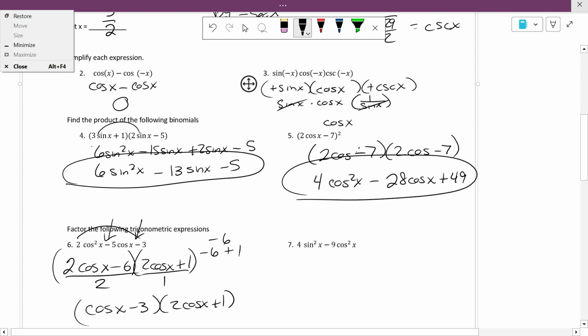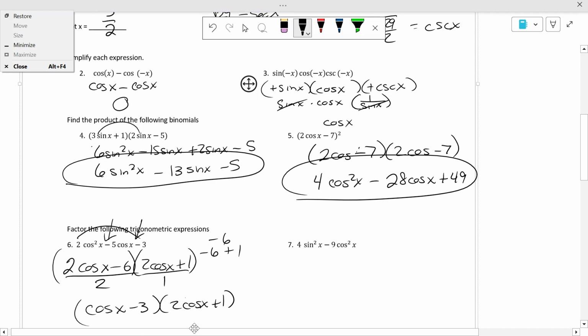So if we FOIL this, we should get this. Cosine of x times 2 cosine of x is 2 cosine squared of x. Outers is cosine of x. Inners is negative 6 cosine of x. So negative 6 plus 1 is negative 5 minus 3. Here, difference of squares factoring. 4 sine squared of x minus 9 cosine squared of x is 2 sine of x, inners and outers are plus minus 3 cosine of x, 3 cosine of x.